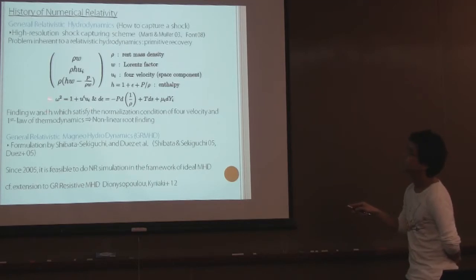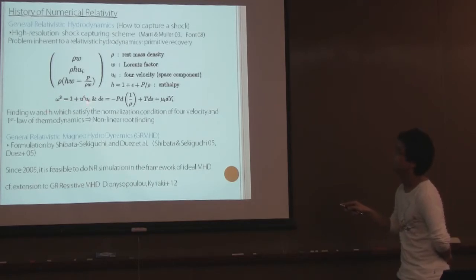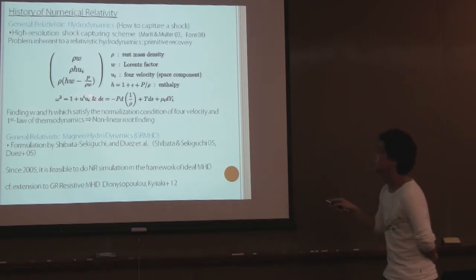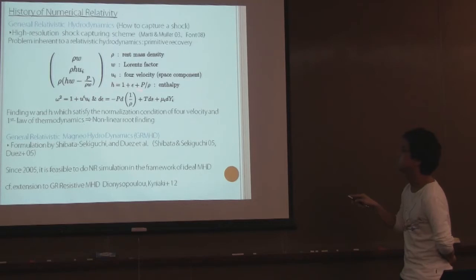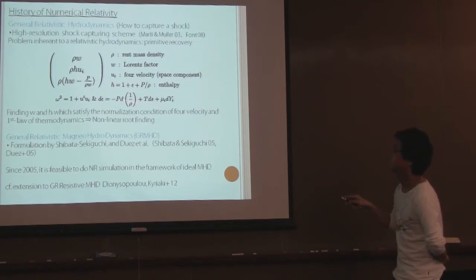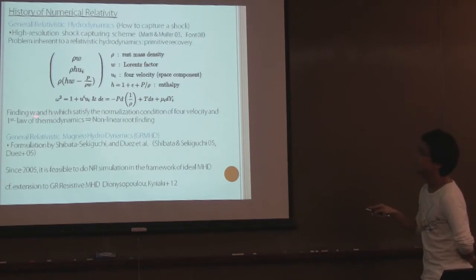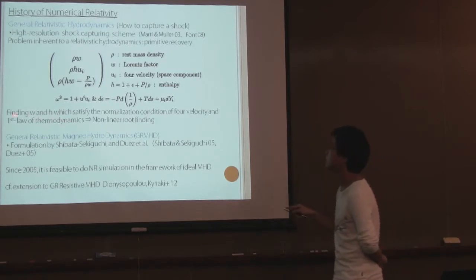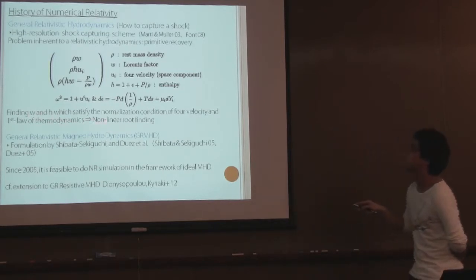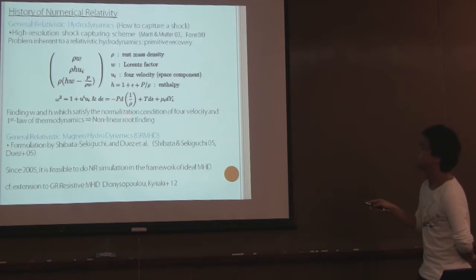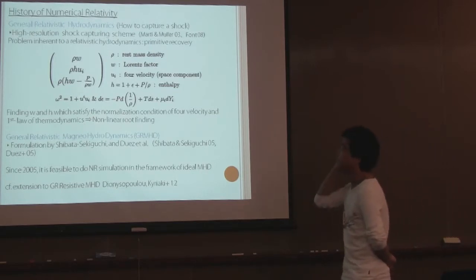The Lorentz factor is obtained from the three spatial components of the four velocities, and the specific internal energy, which is included in the specific enthalpy, should follow the first law of thermodynamics. This means that you should find the Lorentz factor and the specific enthalpy simultaneously, and this leads to a non-linear equation. If you use the tabulated equation of state, this procedure becomes more messy.